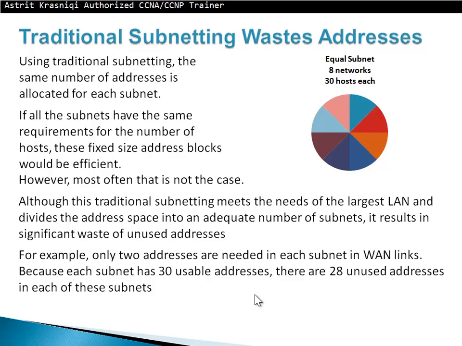So traditional subnetting wastes addresses. Using traditional subnetting, the same number of addresses is allocated for each subnet. If all the subnets have the same requirement for the number of hosts, then these fixed-size address blocks will be efficient. However, most often that is not the case. Although traditional subnetting meets the needs of the largest LAN and divides the address space into an adequate number of subnets, it results in significant waste of unused addresses. For example, in a wide area network, you only need 2 addresses, but if you use traditional subnetting, you're going to be wasting 28 usable addresses for each subnet.